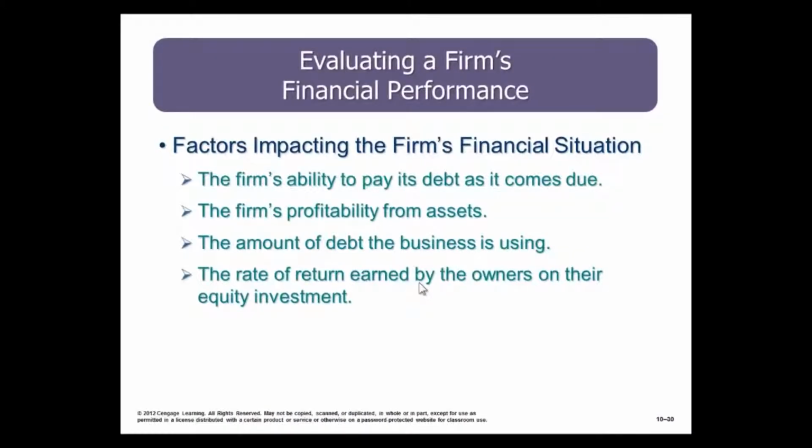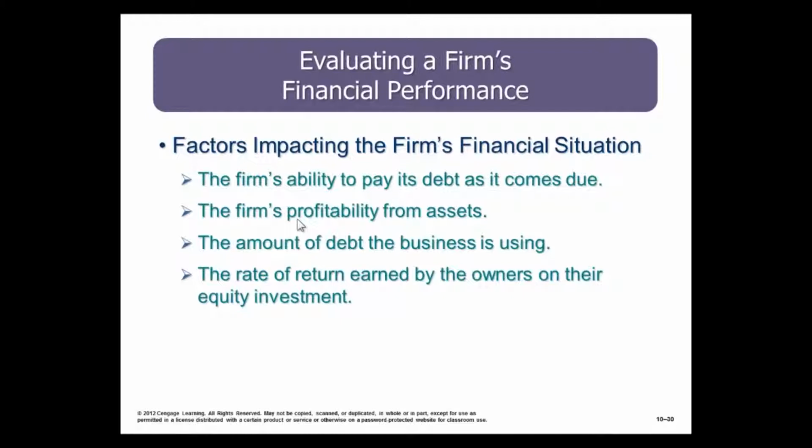So here's some general factors impacting the firm's financial situation. If you're looking at a firm, you're trying to decide, does this firm have a long-term future, and all those things that you ask yourself when you're looking at one. Here's four questions here that you're going to ask. What is the company's ability to pay its debt as they come due? That's always a question that a good accountant will ask. What is the firm's profitability from assets?